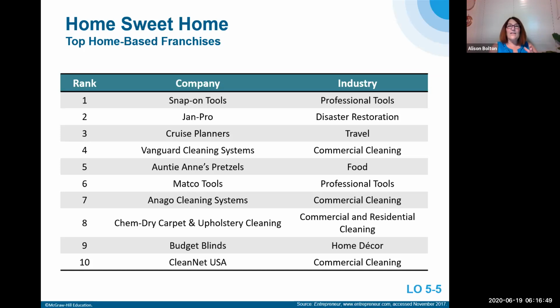And all of these are out of the home. They do not have storefronts. ChemDry, definitely well known, and they do really well. Budget Blinds, home decor, you know, the curtains right here. These aren't budgets though, but those are kind of what they do also. CleanNet USA, again a commercial cleaning company. And when you look down this list, you see here, what, 1, 2, 3, 4 commercial cleanings. That means people love to do this kind of work, and it's growing. And there's something to be said for that because you just work out of your house. You don't have to have a storefront.